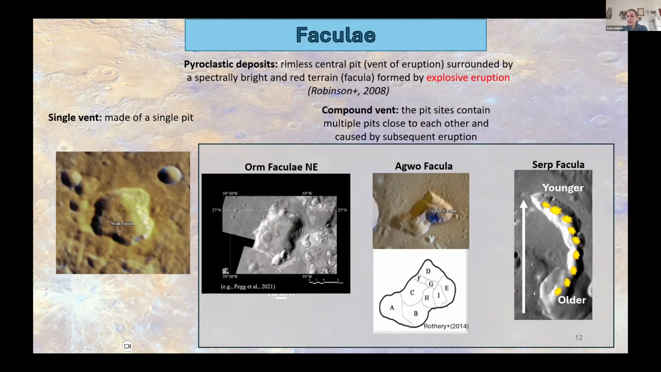Then we have another case, Serp facula, where we have different pits, moving from the southern to the northern part of the vent, from the oldest to the youngest pits. So it seems that the subsequent eruptions moved in the direction from the southern to the northern one.